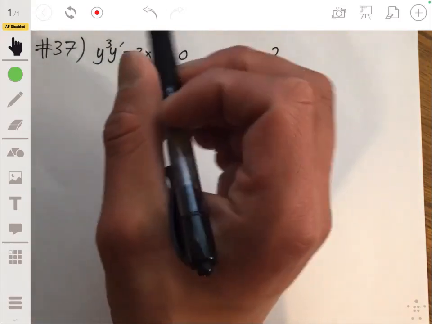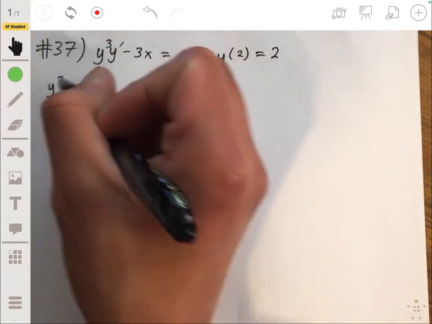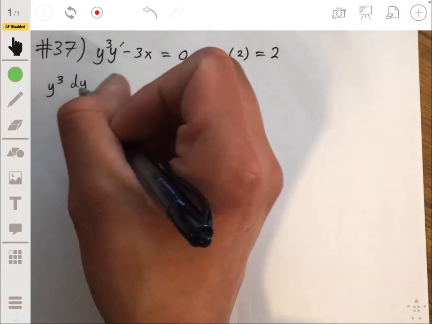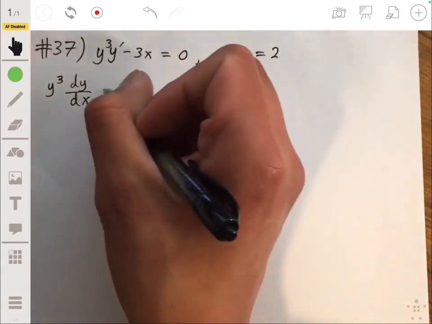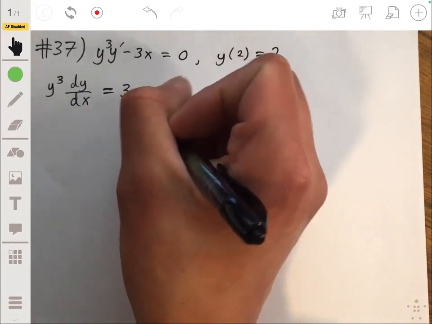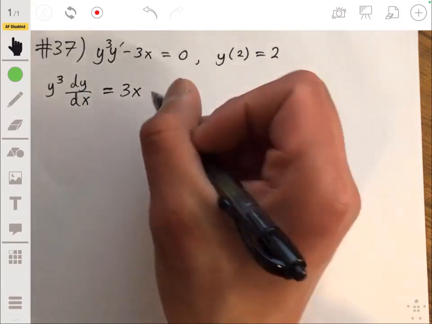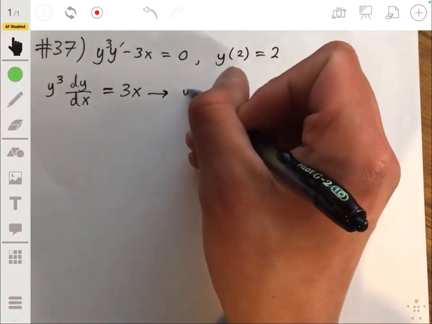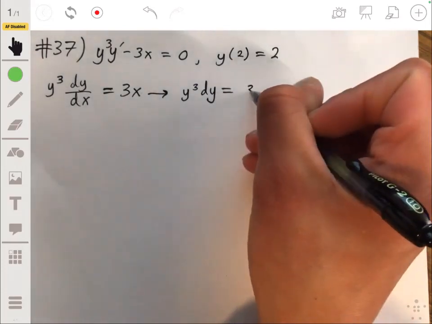So let's separate the variables and let's rewrite this as y cubed times dy/dx. Let's add 3x to the right, so that'll be equal to 3x. And then we're going to multiply both sides by dx. So we'll get y cubed dy being equal to 3x dx.